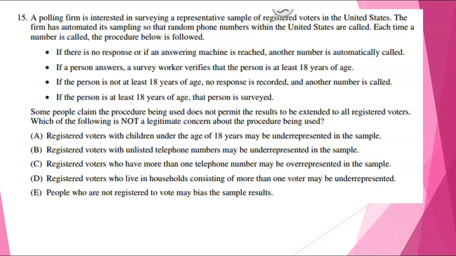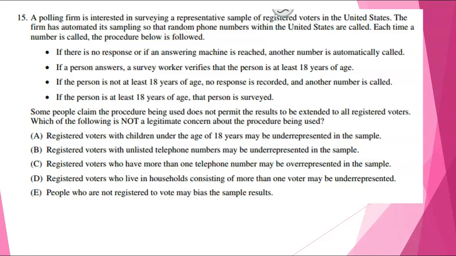Some people claim the procedure being used does not permit the results to be extended to all registered voters. Which of the following is not a legitimate concern about the procedure being used? And so if we look at A, it says registered voters with children under the age of 18 years may be underrepresented in this sample. So remember, it's asking which is not a legitimate concern. And in this case, A would be a legitimate concern. Right? Anybody who has kids, if the child picks up the phone first, then they are going to be skipped and therefore underrepresented in this sample. So A is a legitimate concern, so that's not the right answer.